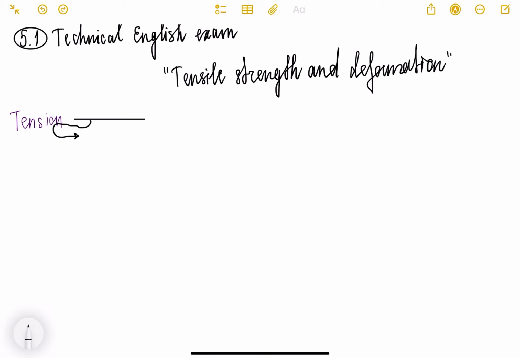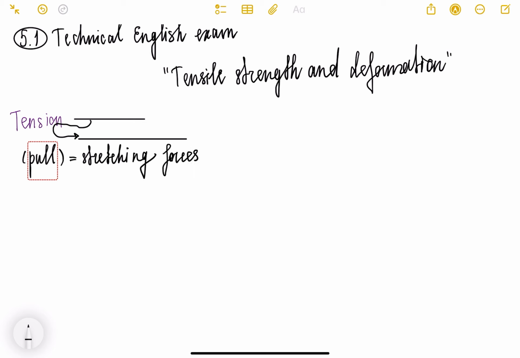Then it turned into a longer one. This is tension, and tension is sort of pull in one word. Pull, and according to my lecture slide, it says stretching forces. Stretching forces.